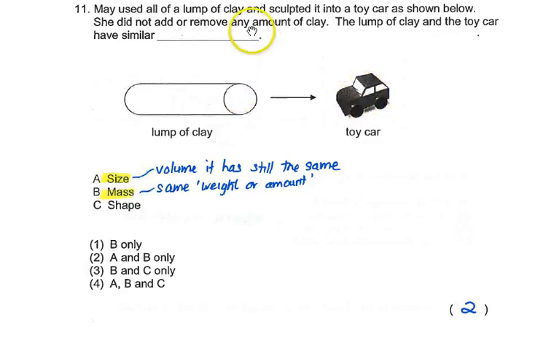So there's no change in the volume, there's no change in the mass. The lump of clay and the toy car have similar what? The volume, the size, the space occupied is still the same, and the mass, the weight, is still the same. Of course, the shape has changed. A and B is the answer. It says the lump of clay and the toy car have similar size and mass. A and B. Answer number 2.